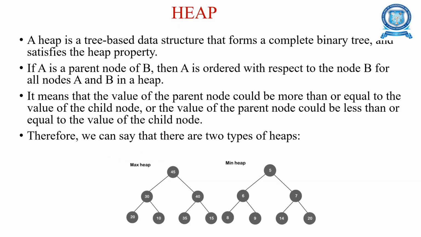Heap. A heap is a tree-based data structure that forms a complete binary tree and satisfies the heap property. If A is the parent node of B, then A is ordered with respect to node B for all nodes A and B in a heap. It means that the value of the parent node could be more than or equal to the value of the child node, or the value of the parent node could be less than or equal to the value of the child node. Therefore, there are two types of heaps, maximum heap and minimum heap. In a maximum heap the highest value is at the top and values decrease downward, and in a minimum heap the lowest value is at the top and values increase downward.